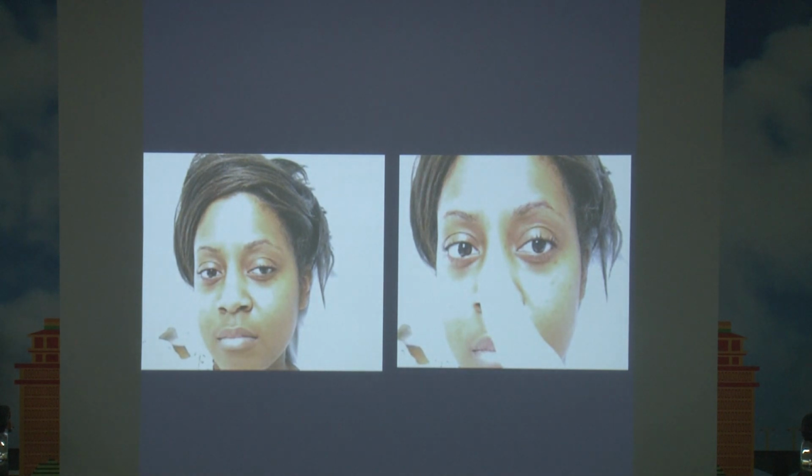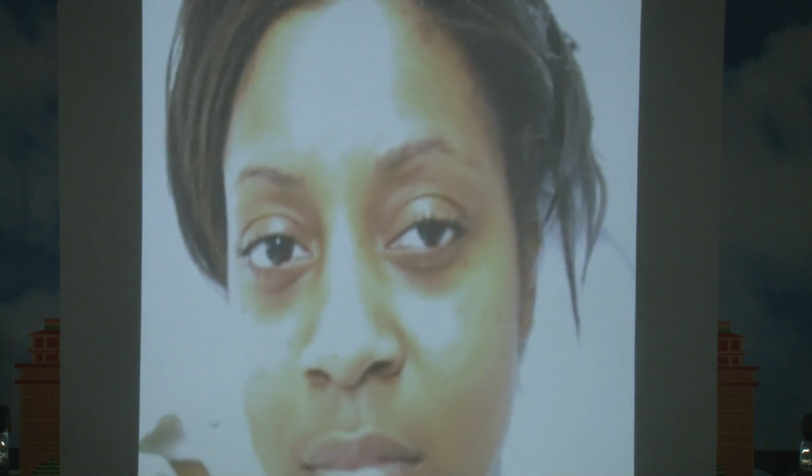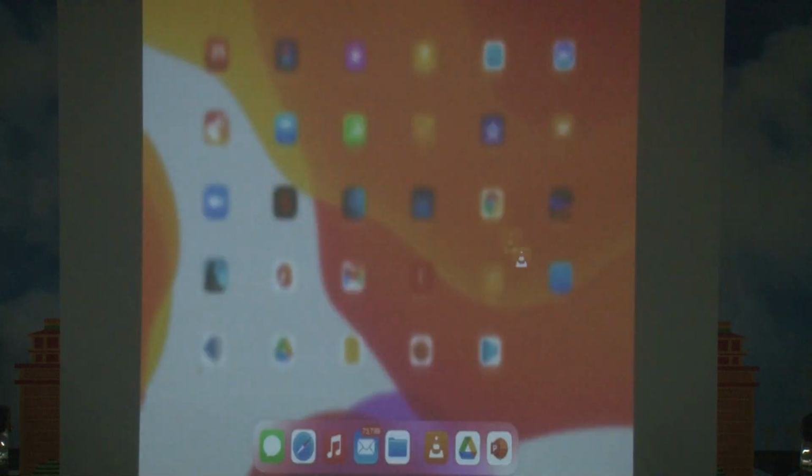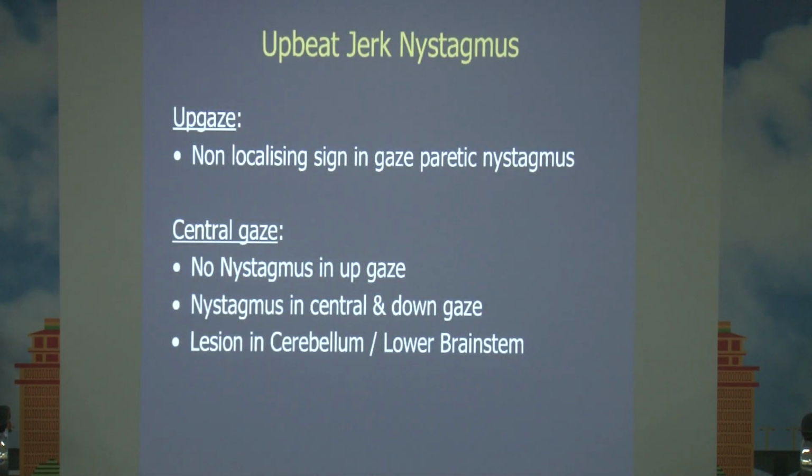This is another example of bouncing up and down, which is an upbeating nystagmus. You see here the fast phase is to the up. So this is an upbeating nystagmus, vertical nystagmus. The point I want to make here is that any vertical nystagmus would require investigation. So that was an example of an upbeating nystagmus. Generally, again, the lesion would localize to the cerebellum or lower brainstem.